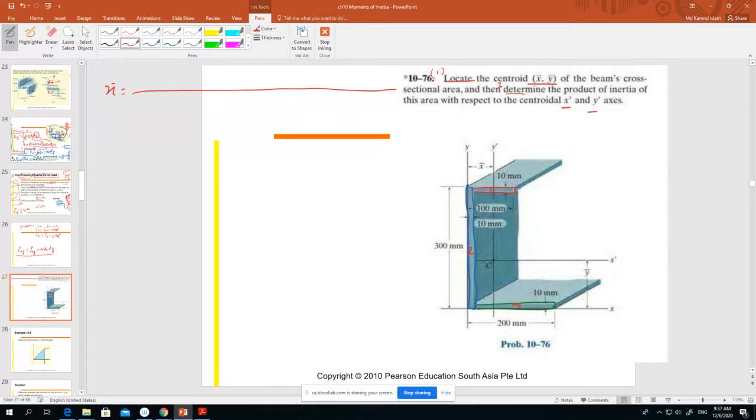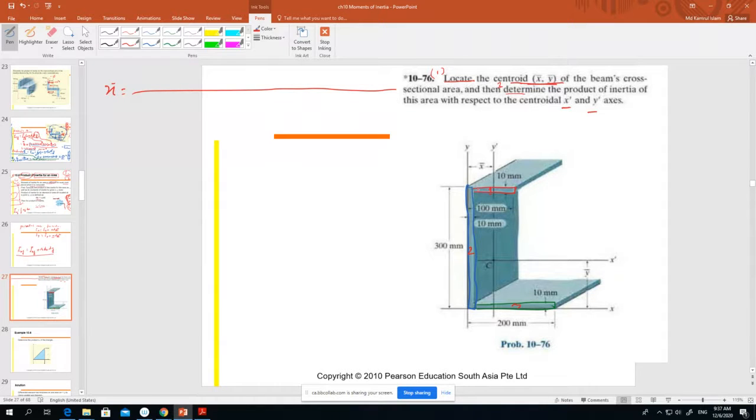Now we will calculate the center of each section. We will calculate x bar and y bar. They told us to first calculate x bar and y bar. So first part, let's do it, right?